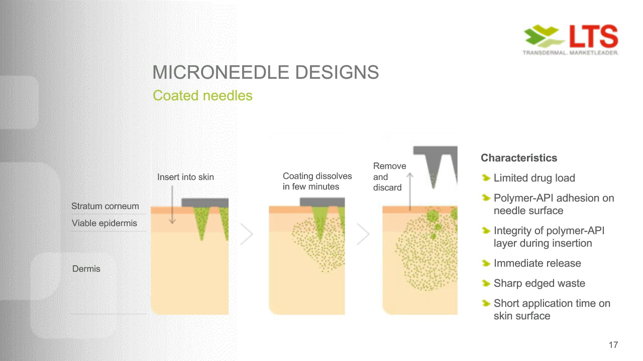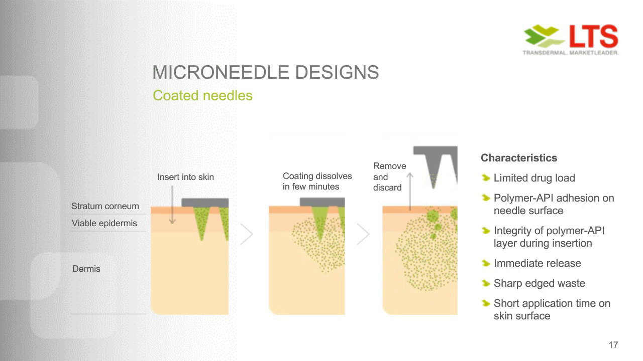So you can imagine that the amount of API which is on the surface of a needle is limited. You can't make the needle very, very big with a very, very big coating, because you need a sharp-edged tip to punch into the skin. So you are a little bit limited compared to other dosage forms or other microneedle systems. You have to make sure that the polymer API adhesion on the needle surface is appropriate, that the integrity of this coating is so good that it withstands the high mechanical stress it has when it's punched into the skin.